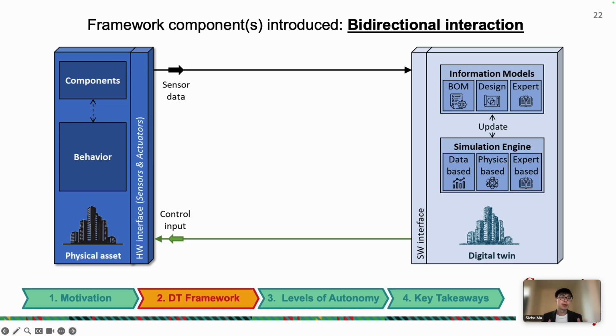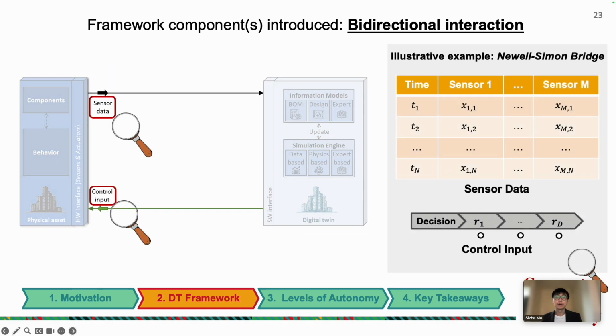And in the next step, we further introduce bidirectional interactions between the physical asset and the digital twin, where the upstream input of the digital twin is often sensor data, while the downstream output of the digital twin is control input towards the physical asset. In the illustrative example, the sensor data is often multi-channel time domain signals, while the control input is different kinds of decisions, like whether we want to perform inspection or maintenance on the bridge today or tomorrow.